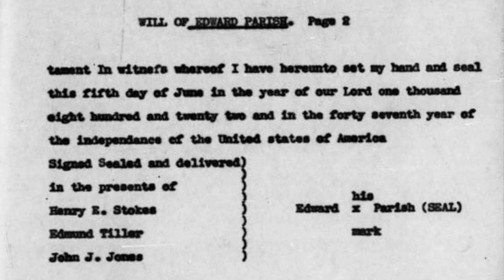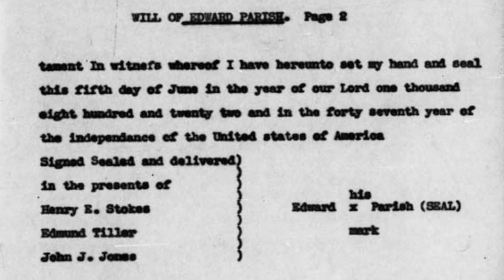No. One of the other things that I'd like to note is that when you see a record like this, you see that X there. You see the Edward, and then there's an X, and then it says his mark above and below the X, parish, and then seal. When you see an X with the words his mark around it, that means that this individual could not write or sign his name, and so he would mark a document with an X, which was his signature.